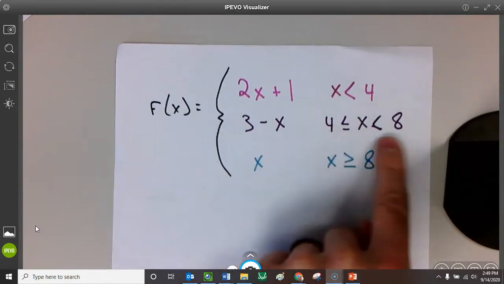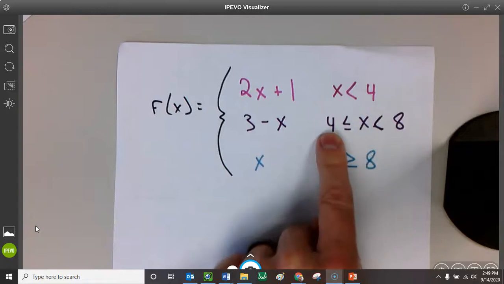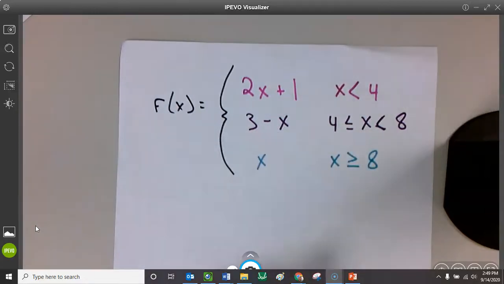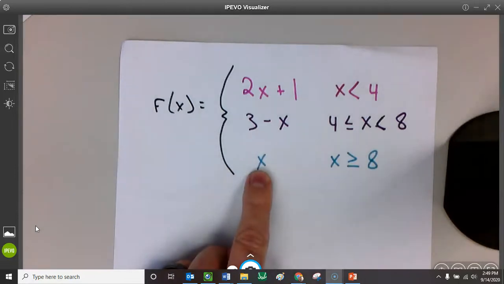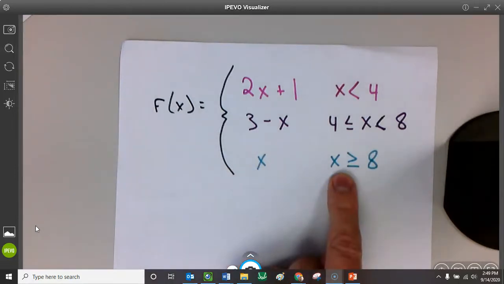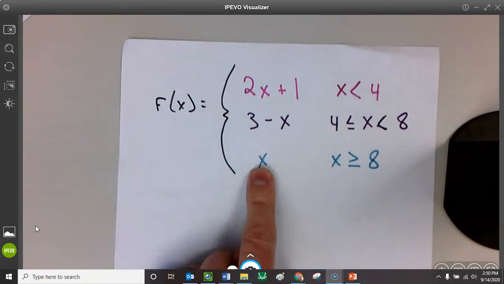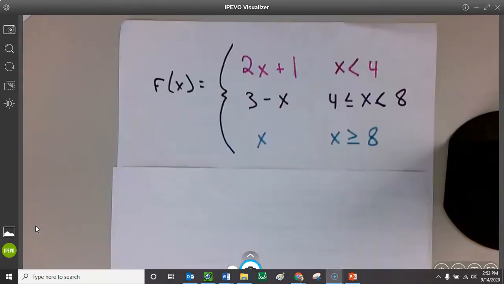So if I give you a number that's between 4 and 8, including 4, falls in this interval, we plug it into this equation. And then finally the last one, just whatever x is, if your x value is greater than or equal to 8. If I give you a big old number, bigger than 8, then you're going to plug that into this equation. Okay, let's try one out.